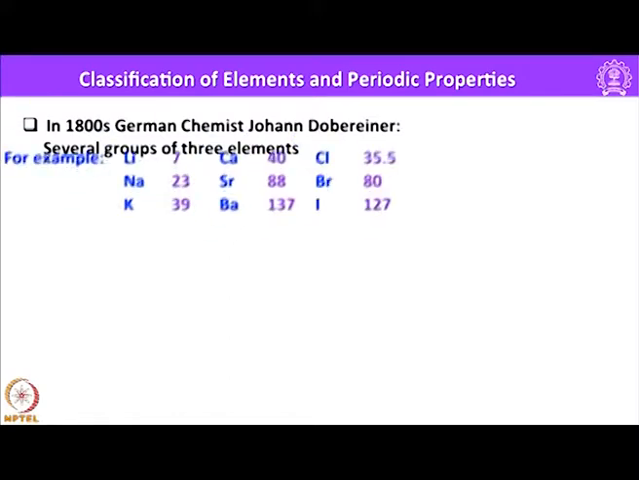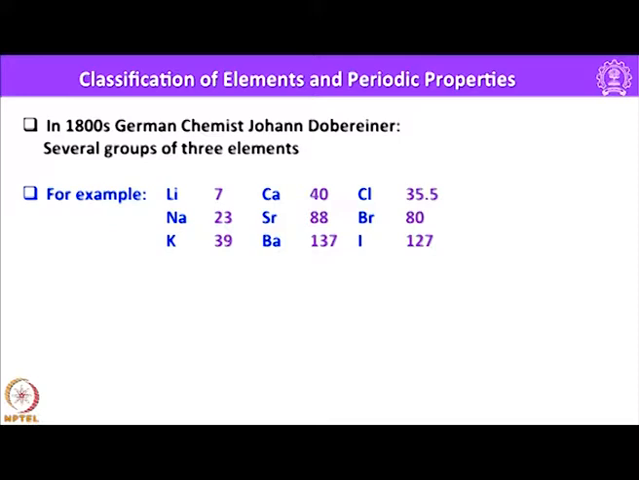For example, I have shown some of them here. You can see he made 3 or 4 such groups, and the interesting thing about this is if you look into the atomic weight of the middle one in each triad, the atomic weight is the average of the first one and the third one. For example, sodium's atomic weight is 23 and that is the average of lithium, that is 7, and potassium 39, that is 46 divided by 2. In the same way, strontium showed 88 midway, and bromine showed 80, which is also the average of the atomic weights of chlorine and iodine.